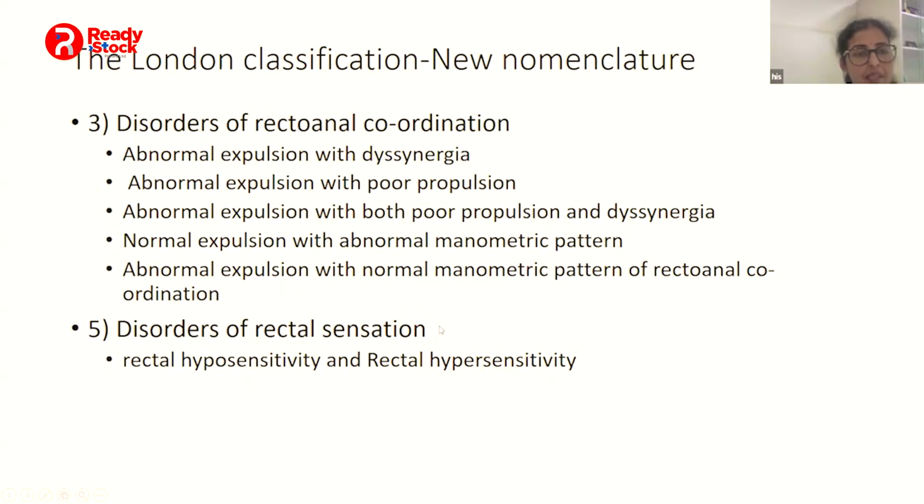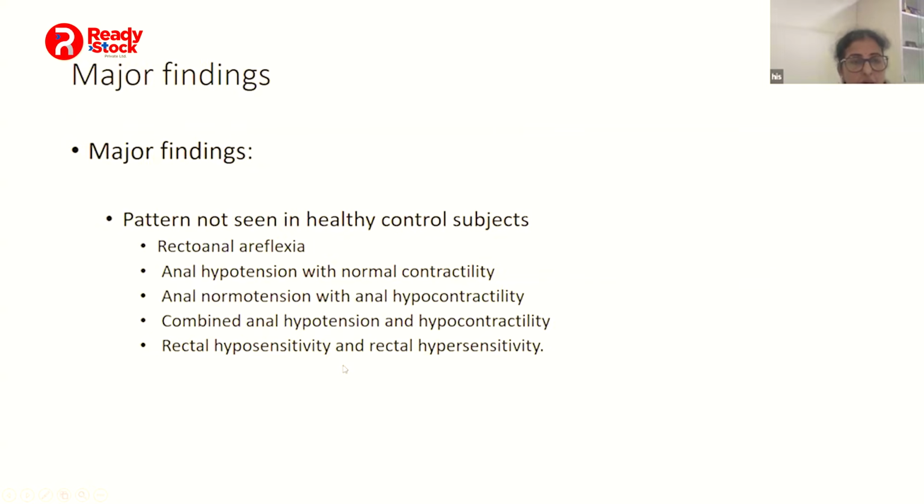and the anal canal pressures do not fall adequately. So here it is reworded as abnormal expulsion either with dyssynergy, which is type 1, abnormal expulsion with poor propulsion, which is possibly type 3. And if you look at this, both poor propulsion and dyssynergia, which could mean failure of relaxation or paradoxical contraction of the sphincter. So the wordings are different, but essentially the concept or the components I feel are the same. And of course, rectal hyposensitivity and hypersensitivity, which are already discussed.